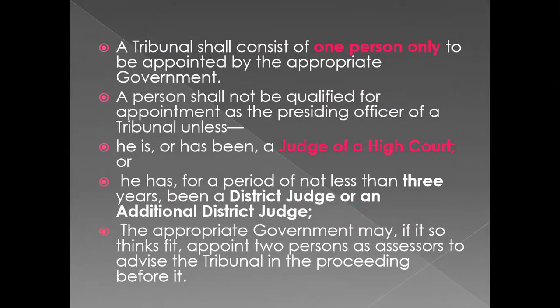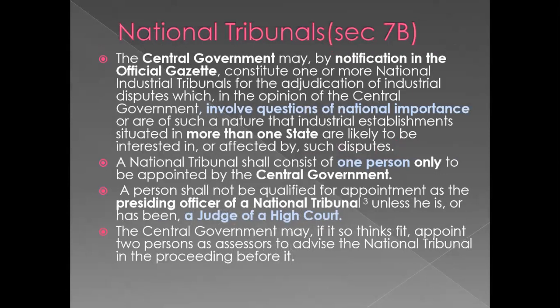This tribunal consists of only one person, appointed by the appropriate government, who is the presiding officer. The qualifications are the same: a high court judge, or 3 years as a district judge or additional district judge, or not less than 7 years of experience, or as a presiding officer of a labour court. These are the qualifications he should possess to act as presiding officer of the industrial tribunal. Now, the National Tribunal, section number 7B.